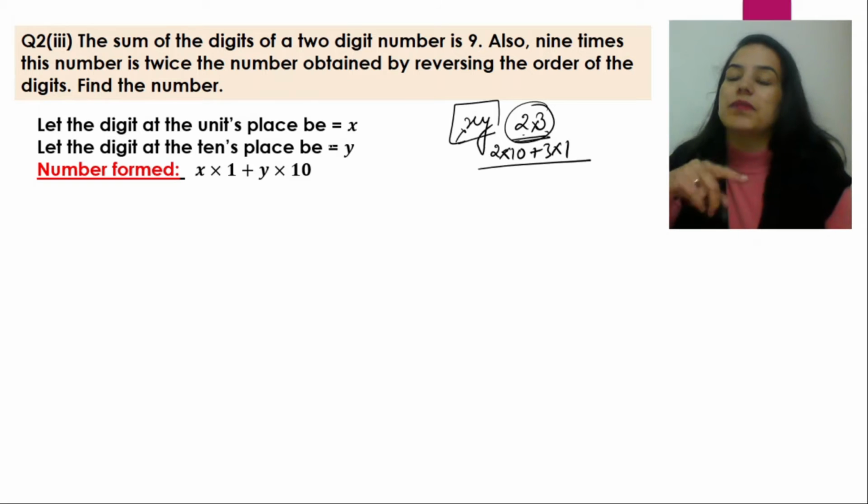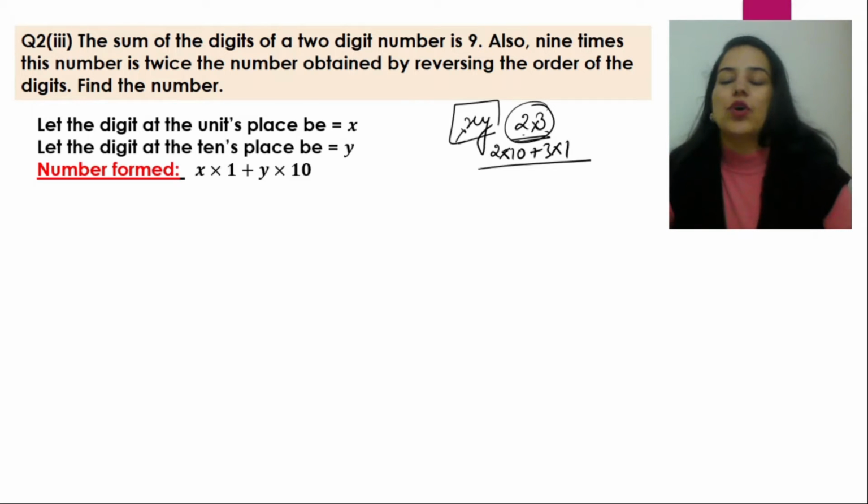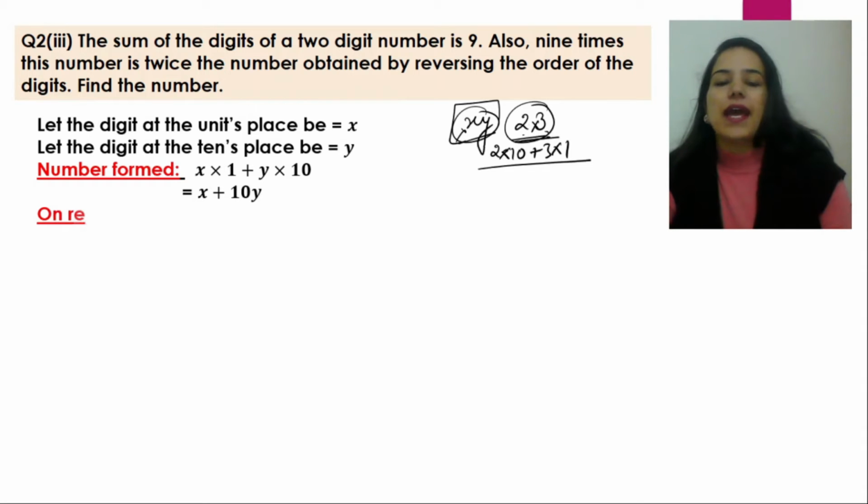Face value multiplied by the place value. Only then the number will be formed, right? Because you can't read it as xty like you read 23, right? So if you simplify this, it is x plus 10y. This is your number, not an equation. This is your number. On reversing, now unit digit will become y and tens digit will become x.